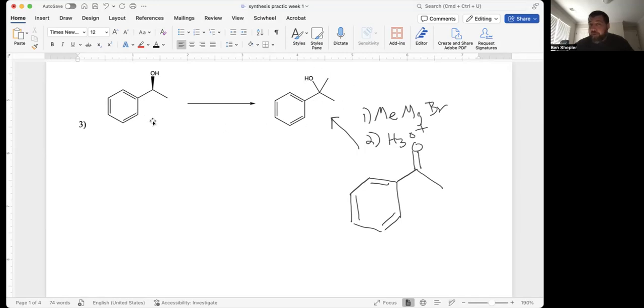So now my task is to turn my starting material into this ketone. Can we do that in one step? Can I turn a secondary alcohol into a ketone? Yes, I can. And I think there are a couple different reagents that I could use to do that. Does somebody want to give me their favorite or one that would work for this?